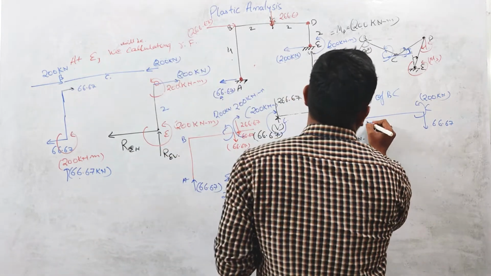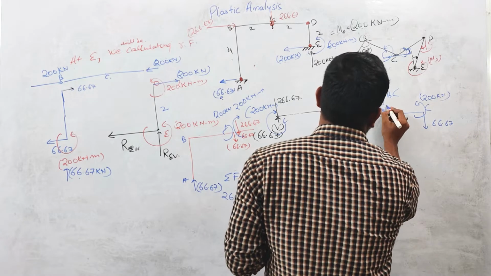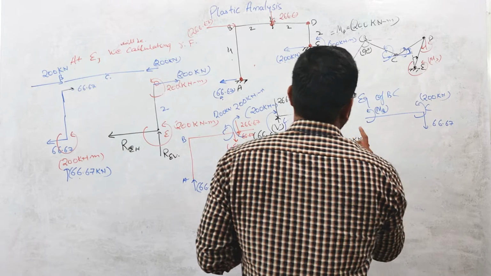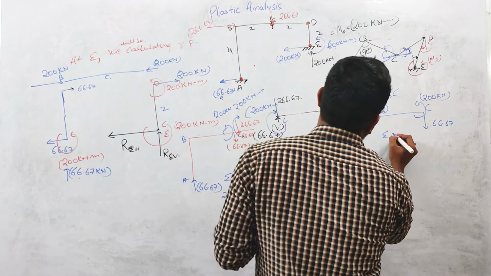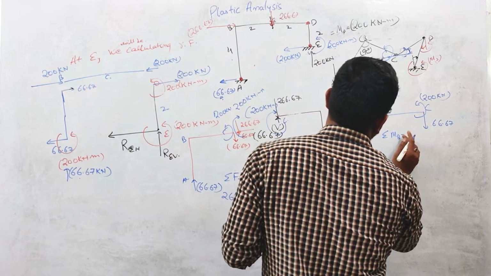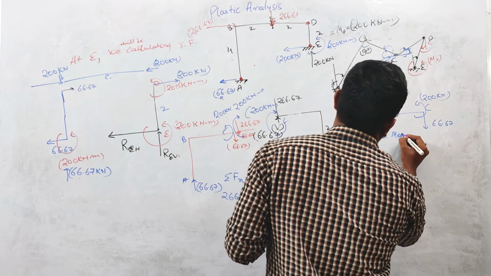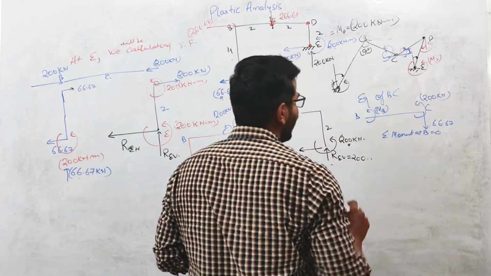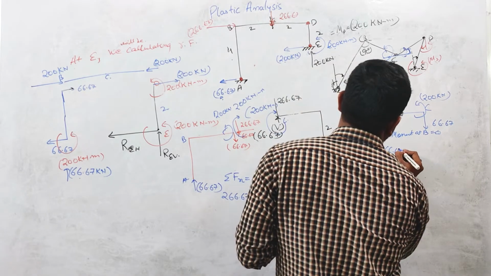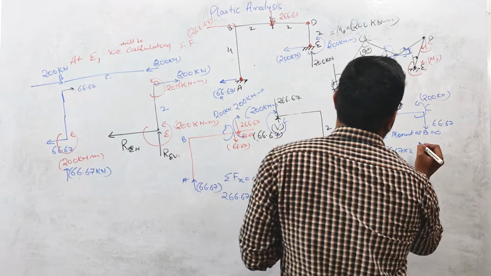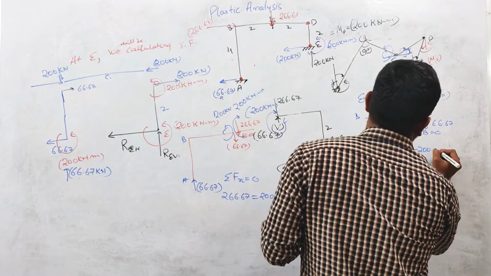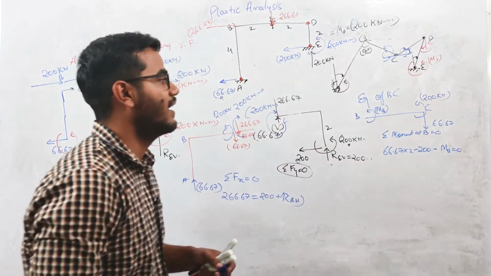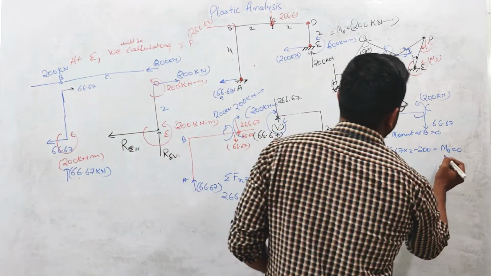So let us suppose the direction of MB I am assuming is anti-clockwise, okay? So if you take summation of moment at B equals 0, I can write 66.67 into 2 minus 200 minus MB equals 0. This thing I can write, or better, you can say MBC.